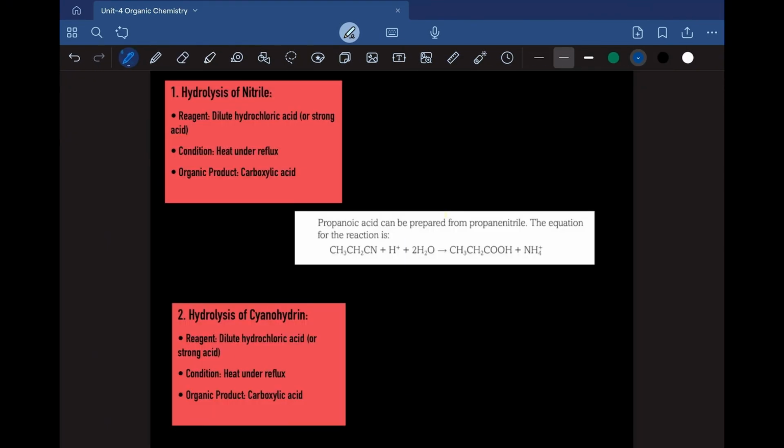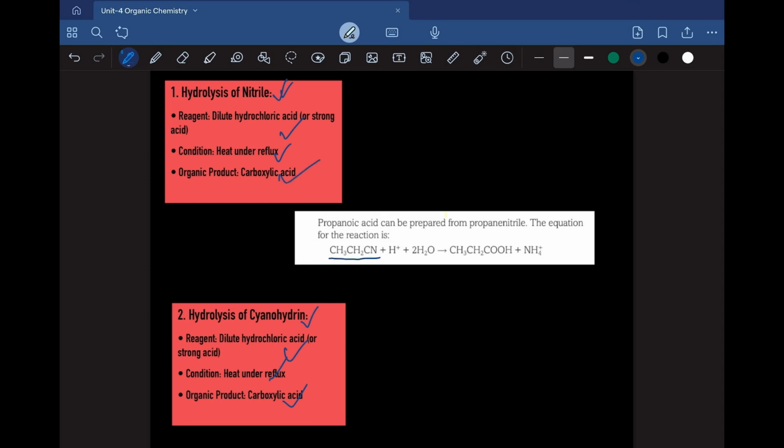The hydrolysis of nitrile and the hydrolysis of cyanohydrin. To hydrolyze nitrile and to hydrolyze cyanohydrin, the reagent required is dilute HCl or any strong acid for both of them, and the condition will be heat under reflux. In both hydrolyses you need heat under reflux, and the organic product that will form will be carboxylic acid.